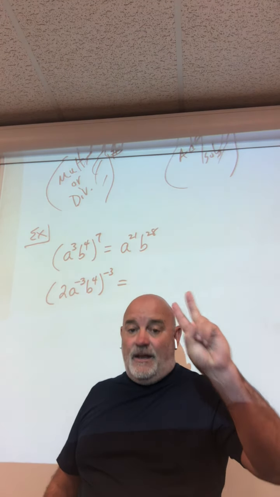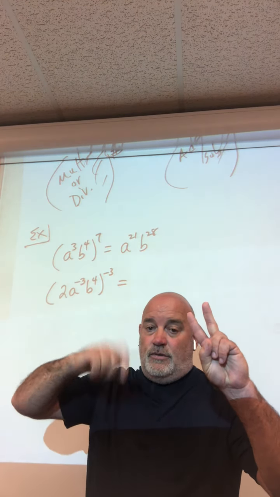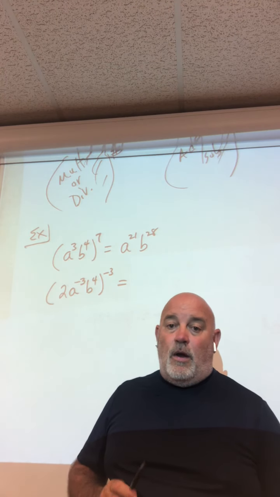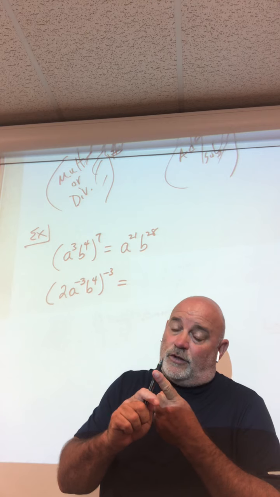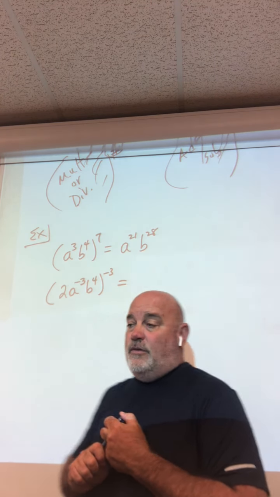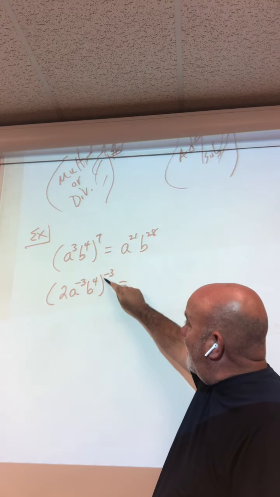Then if I have negative exponents, I move those. And then the rest of the rules are easy to do in any order. But I always do the power rule first if it's in play, and then get rid of all my negative exponents. All right, so the power rule is in play here.